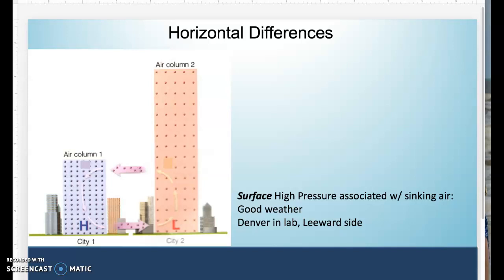The next thing you need to understand is that surface high pressure, right here, is associated with sinking air with a lot of density. Remember our lab where we had Denver on the one side that showed really nice, warm, dry weather. Remember the leeward side of the Hawaiian island where the weather was much warmer and drier. Keep in mind that surface high pressure is associated with sinking air and good weather.